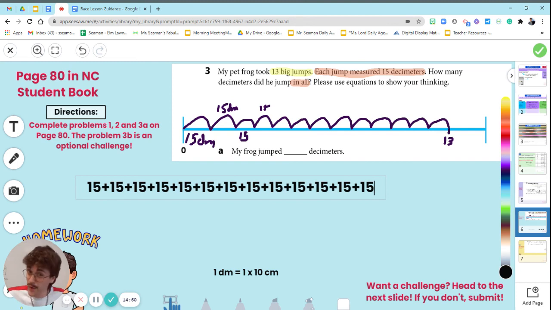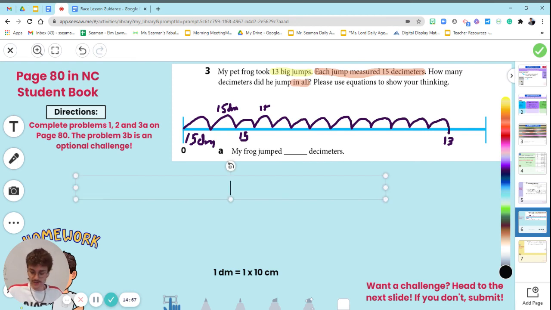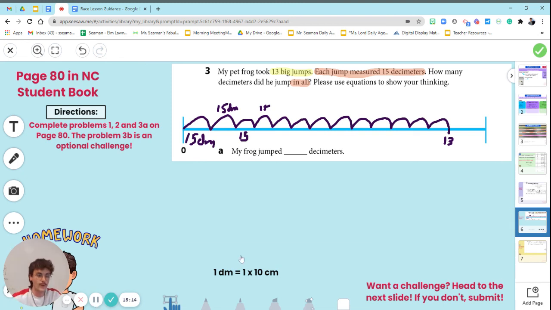Ooh, that's a lot of work. What if I just did this? I could just do 15 times 13. And when I do that, I get my total of, what do I get? Go ahead and give me the answer. And once you have that down, then you can head on to the next problem.